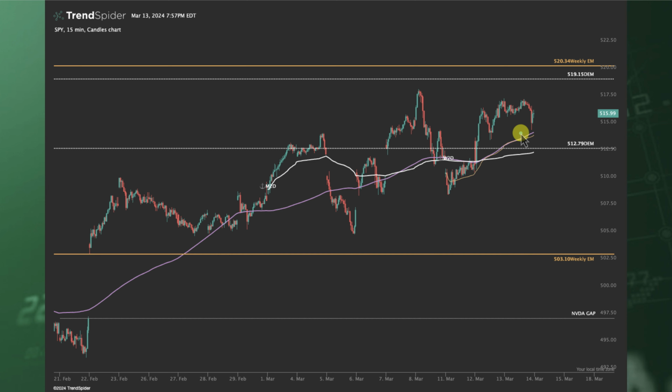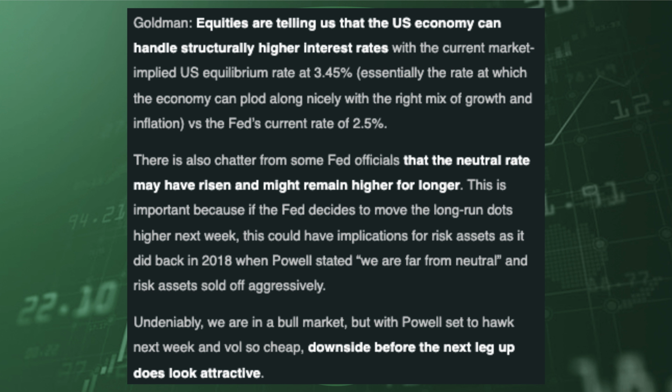For example, that guy said, it is clearly a bull market, but, what did he say exactly? I'll just go back to the little quote there. Undeniably, we're in a bull market, but with Powell set to host next week and volatility so cheap, downside before the next leg up does look attractive. It doesn't mean it's going to happen, but it does look attractive. And that's the truth. I'm looking at it here too. A downside move could set up for another nice rally.